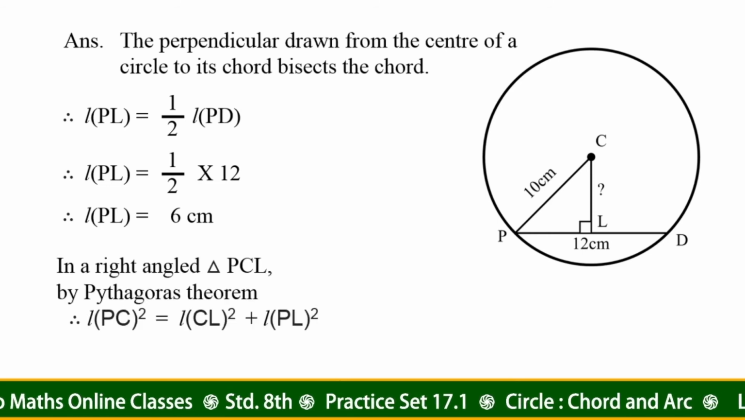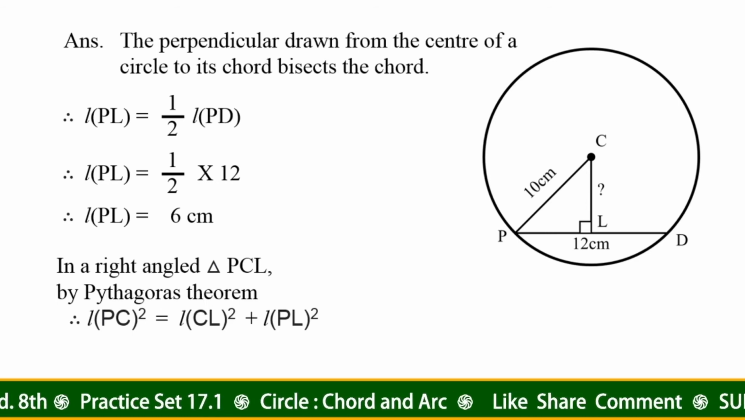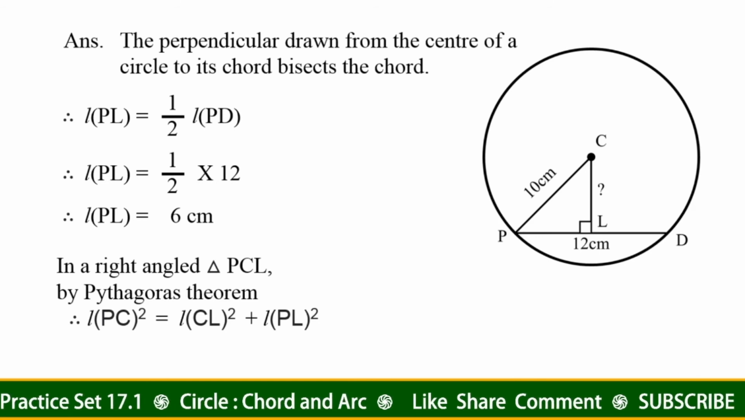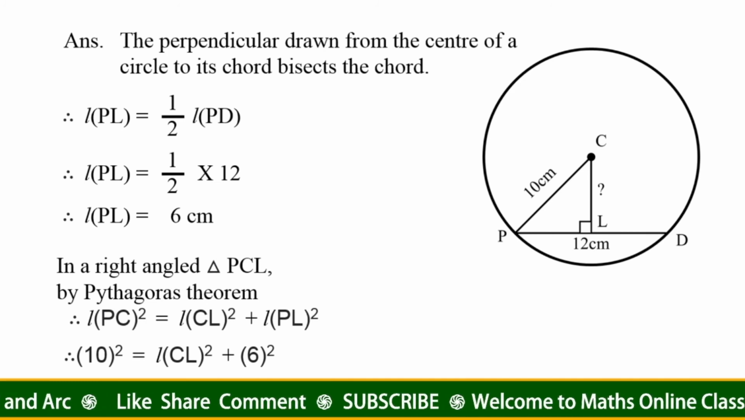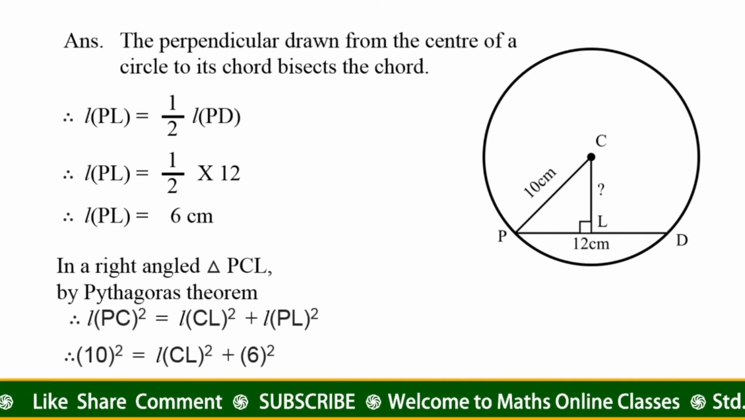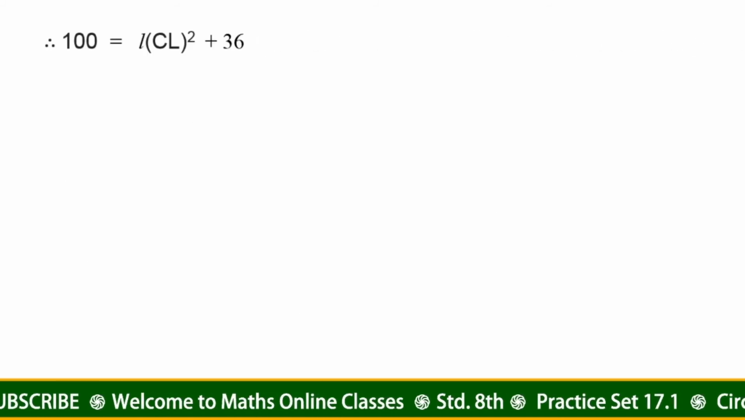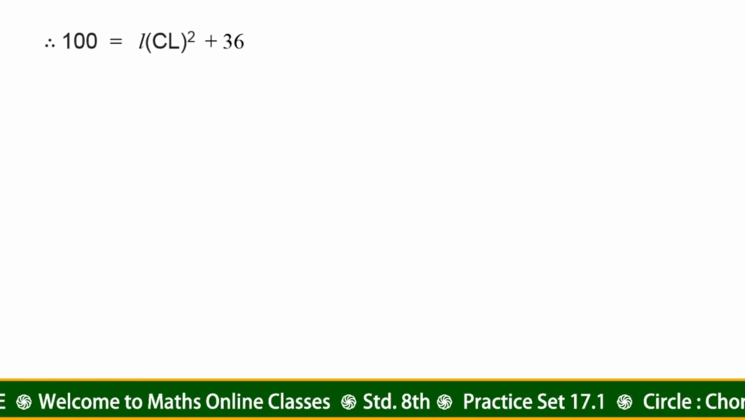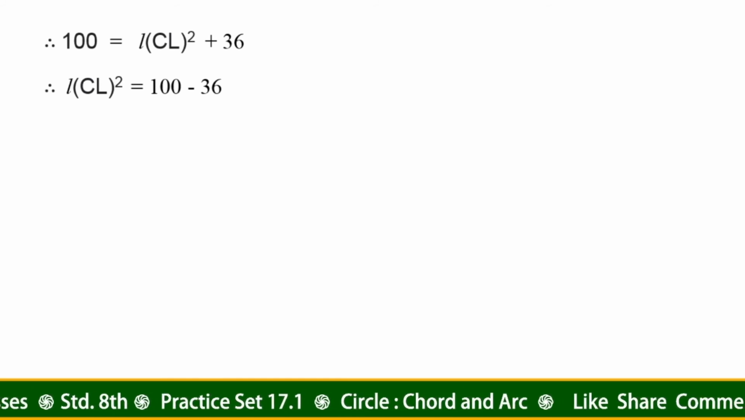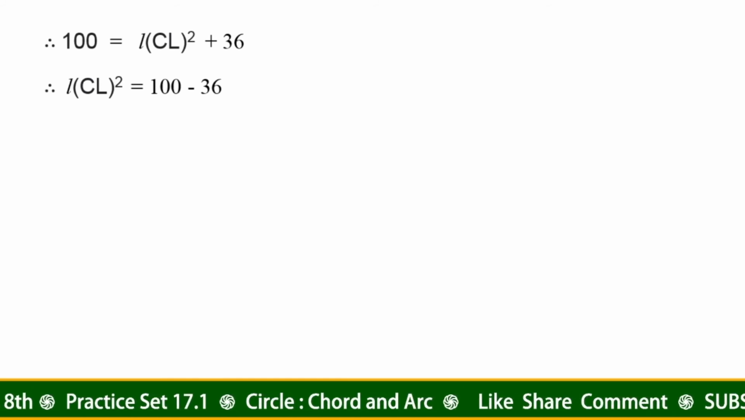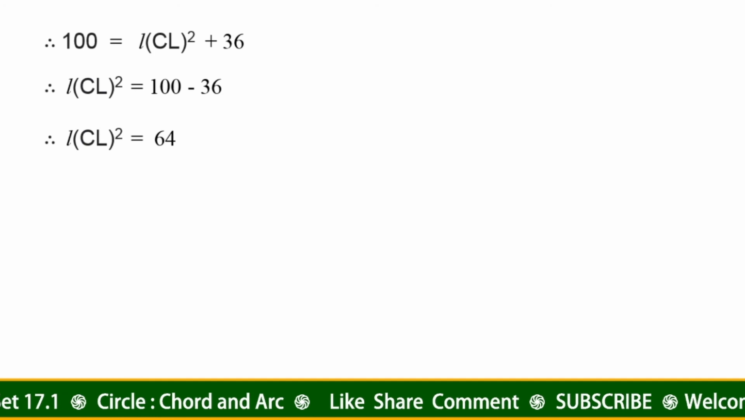Let us consider the right angle triangle PCL. By Pythagoras theorem, length of PC square is equal to length of CL square plus length of PL square. Put the values. Therefore, 10 square is equal to length of CL square plus 6 square. We write the squares of the given numbers. We get 100 is equal to length of CL square plus 36. In the next step, we take CL square on the left side is equal to 100 minus 36, and we get the subtraction 64. Therefore, length of CL square is equal to 64.